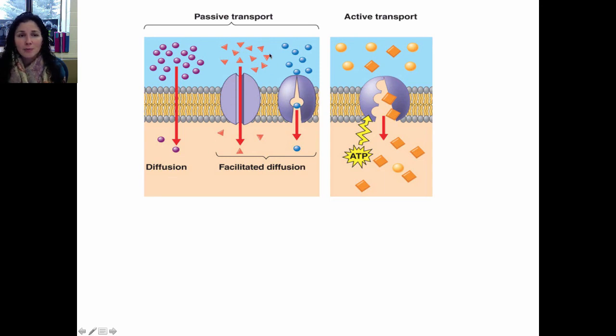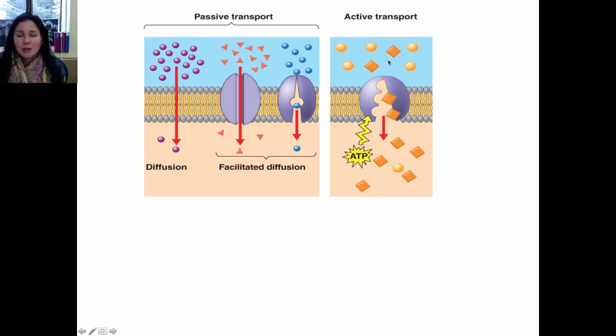If the molecules need help through a protein, they basically need a way to get through the membrane, but they're still being moved from high concentration to low concentration. This is called facilitated diffusion. The facilitation is offered by the protein. But once again, this does not require energy, and so it is passive transport, but it's facilitated diffusion.